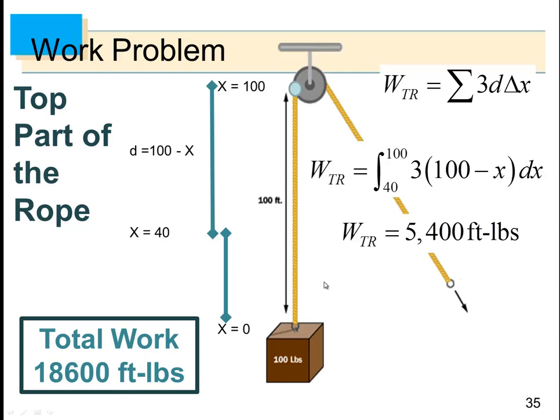How to create three different parts to it. How to deal with the block. How to deal with the lower section, that as a chunk, all of these pieces of this rope all moved 60 feet. It was the top part of the rope that moved different distances to get to the top, and that's why we had to integrate with this 100 minus x to calculate the different distances that they moved.